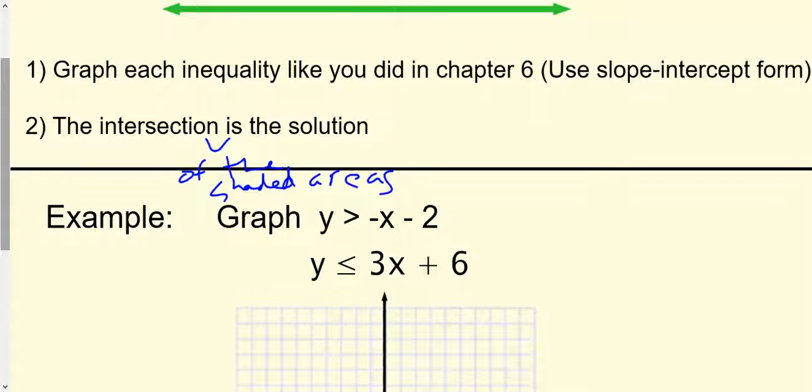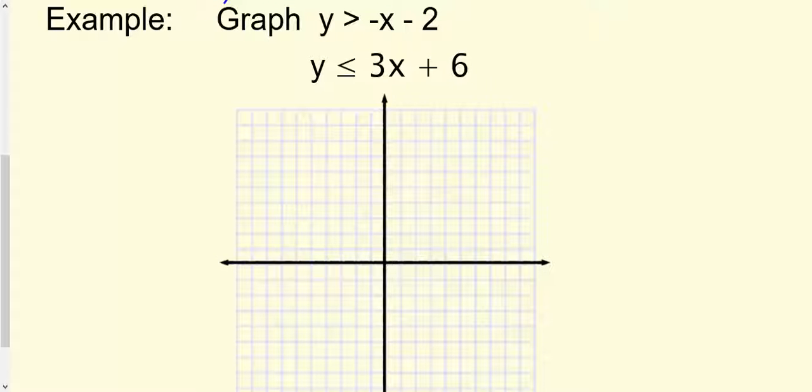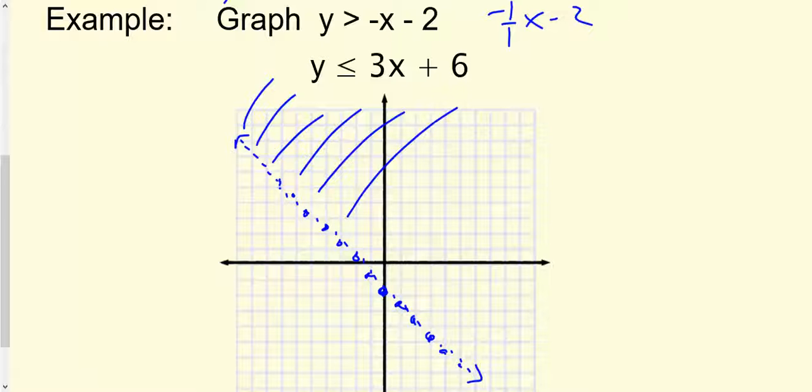Okay. These are both solved for y. That's great. So this one has a y-intercept of -2. Slope is -1/1. And I will be using a dotted line for this one. Okay, and since it says greater than, I'm going to shade above. So this would be the area. And you can use colored pencils for this if you'd like.